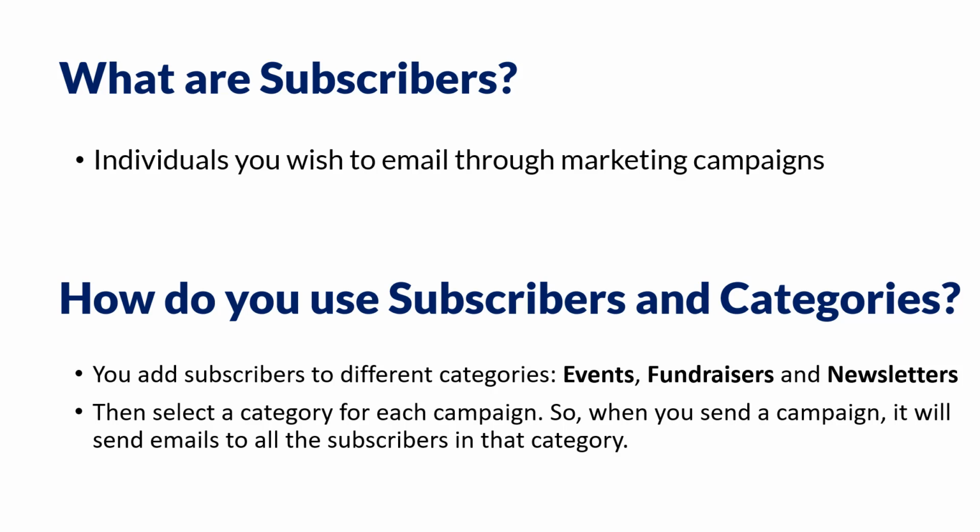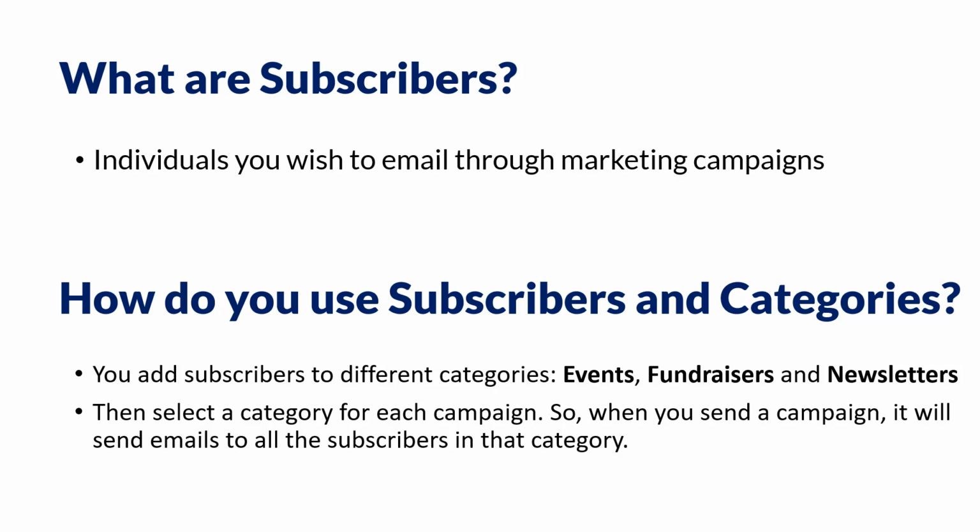Once you create an email marketing campaign, you will need to add individuals in order to send it out. These individuals are called subscribers. How do you identify subscribers for your campaign? You do this by selecting the campaign category.